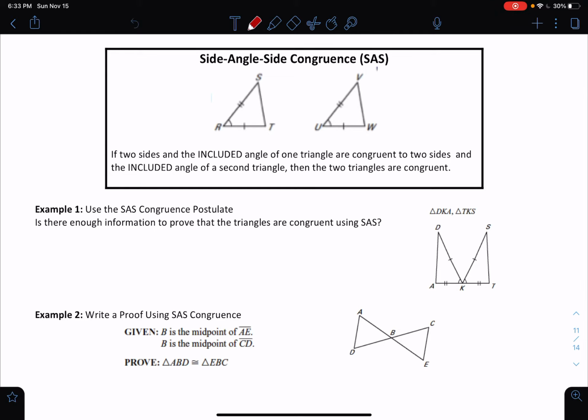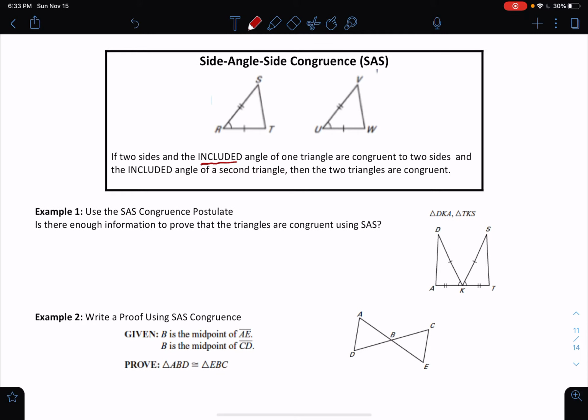All right, so if two sides and the included angle, included means the angle in between the two congruent sides, of one triangle are congruent to two sides and the included angle of the second triangle, that's enough to say that the triangles as a whole are congruent, that all the sides and all the angles, those corresponding sides and angles, match up. All right, so that's side, angle, side, and the order matters.